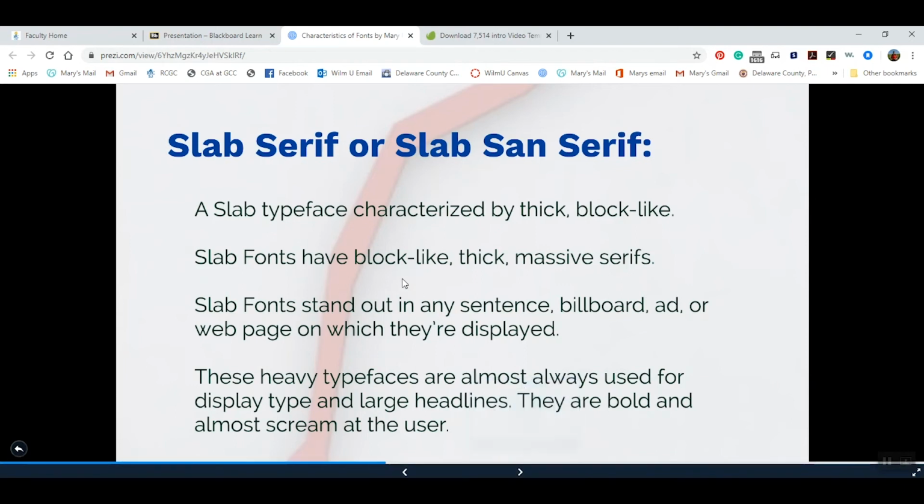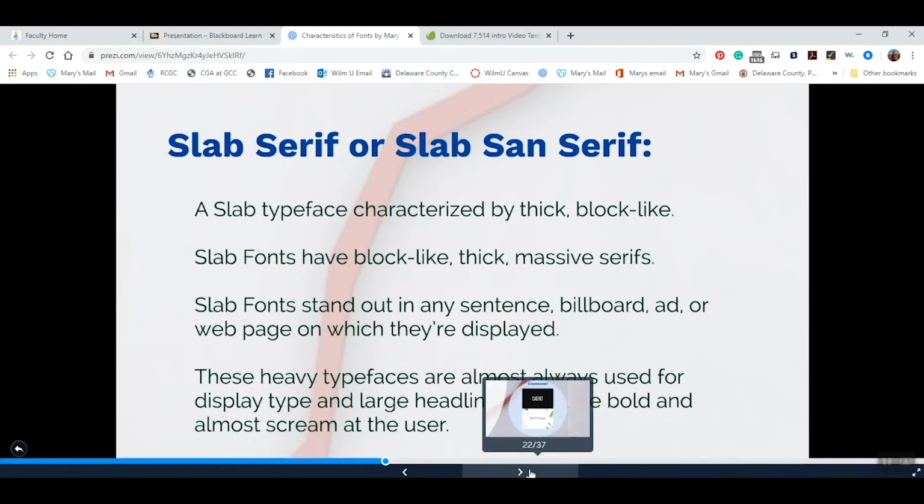Basically think of a slab serif as thick or block-like, and they're fairly heavy in terms of typefaces. We see a lot of slab fonts being used for headlines, billboards, website ads. They basically are bold and almost scream at the user, saying, "Hey, I'm here."